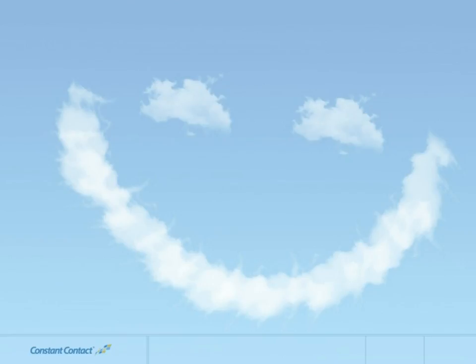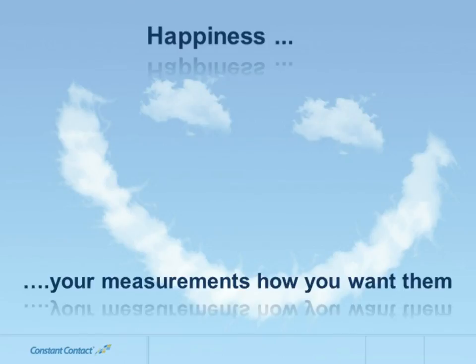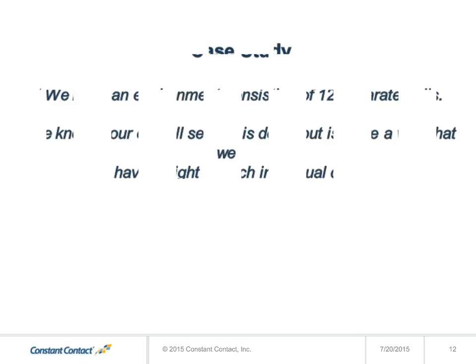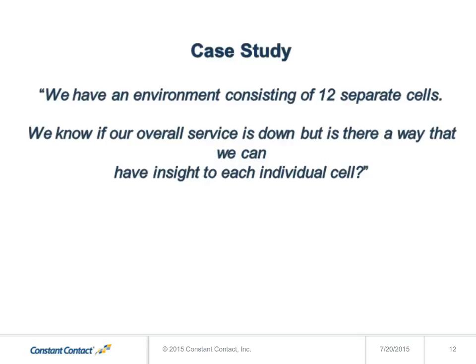Happiness, something we all want to achieve. But for us in the NOC at Constant Contact, using the Keynote product, happiness is our measurements, how we want them. Or for you, it may be your measurements, how you want them. So, a simple case study. We have an environment consisting of 12 separate cells. We know if our overall service is down, but is there a way that we can have insight to each individual cell?